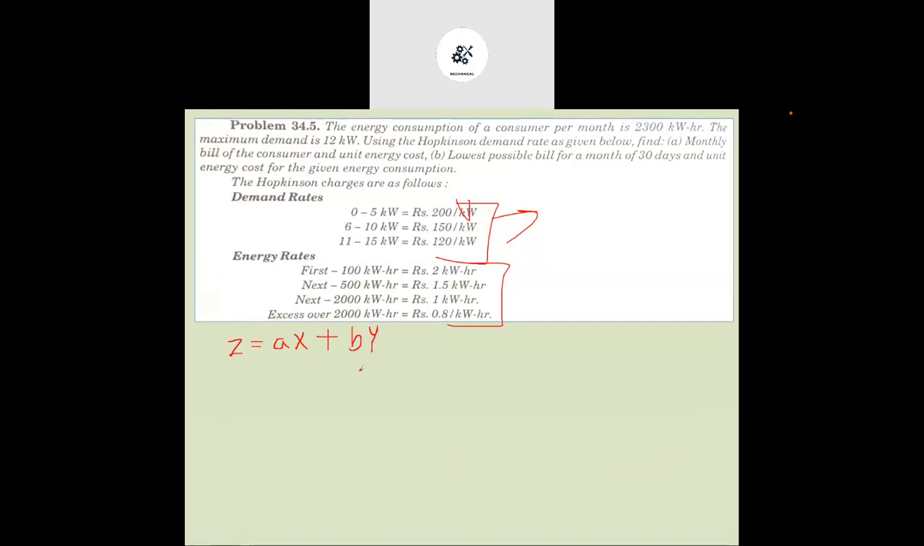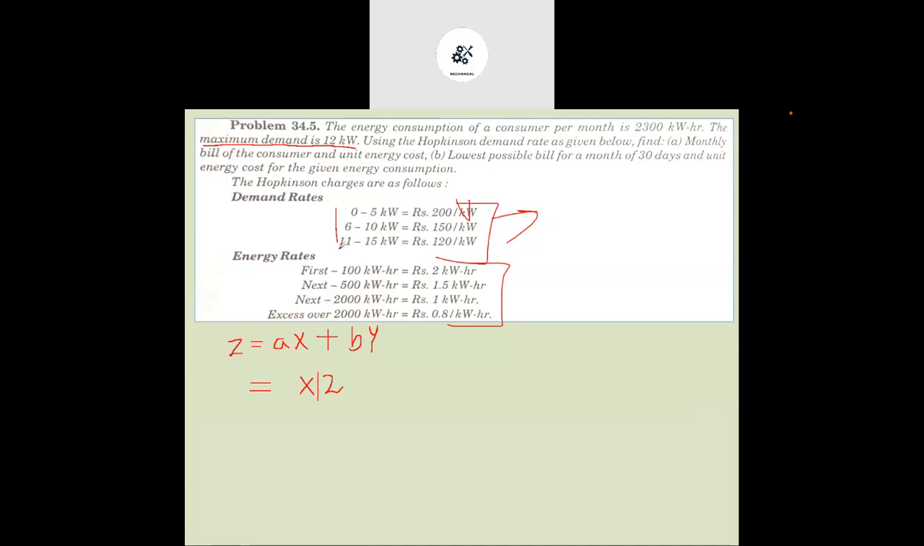So simply we use this equation: Z equals AX plus BY, where AX is the first term, related to the maximum demand, and the second term is related to the total energy consumed by that particular customer. Now, from the given data, you already know the maximum demand of the customer is 12 kilowatt. So the value of X is 12.